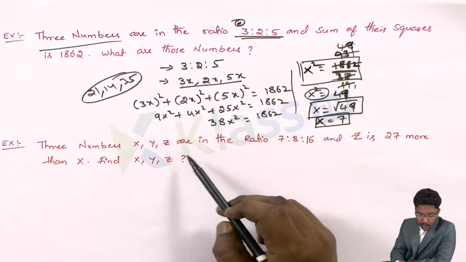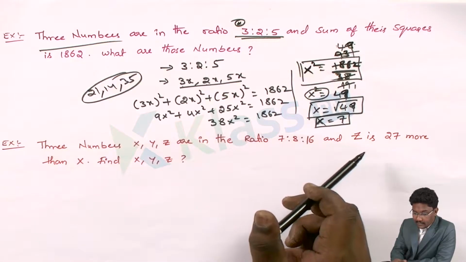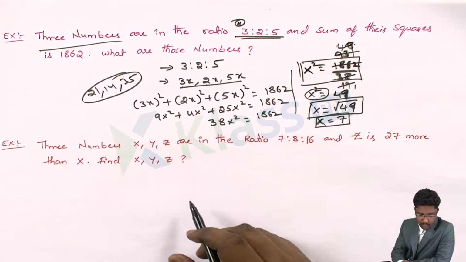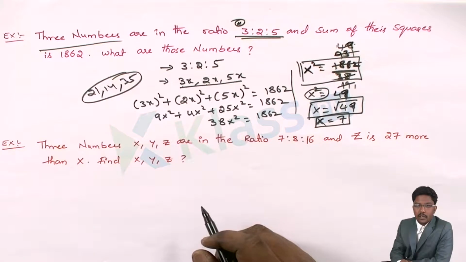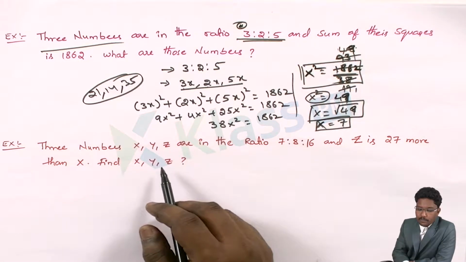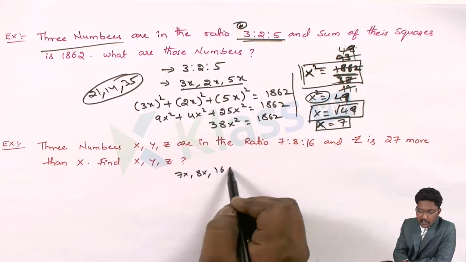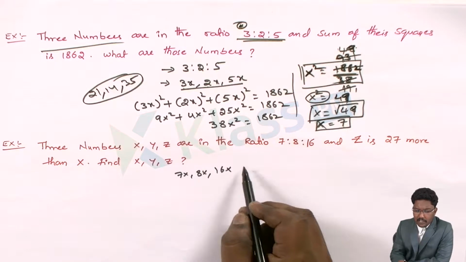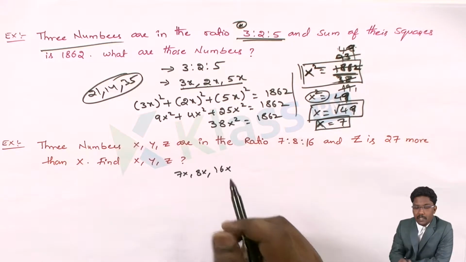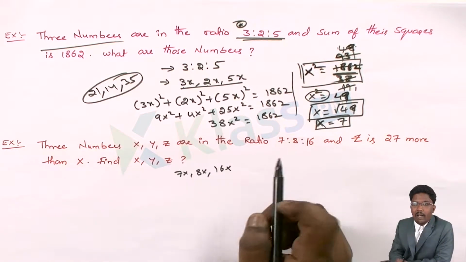Three numbers x, y, z are in the ratio 7:8:16 and z is 27 more than x. Find x, y, z. In this question, generally what they will follow is converting with 7x, 8x and 16x, then try to equate with some values, but here there is no value to equate. Then simple logic. The question itself has the logic.